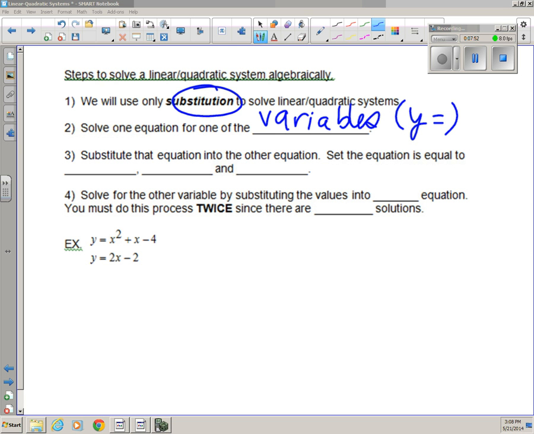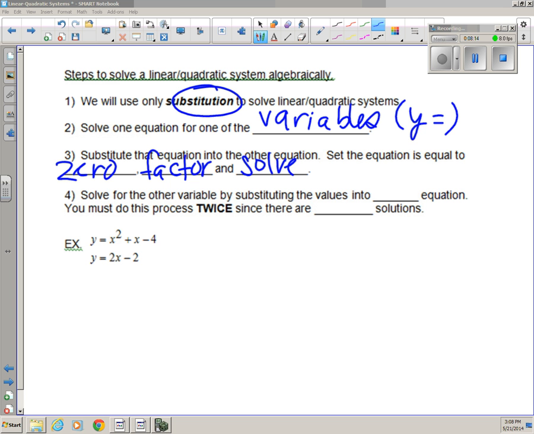Whatever you do, once you get one of the equations for y equals, you're going to substitute that equation into the other. You're going to set the equation equal to 0. You're going to factor, and then you're going to solve. Okay, that's nothing new. Set the equation equal to 0, factor, and solve. Once you get that, you've got two values for x.